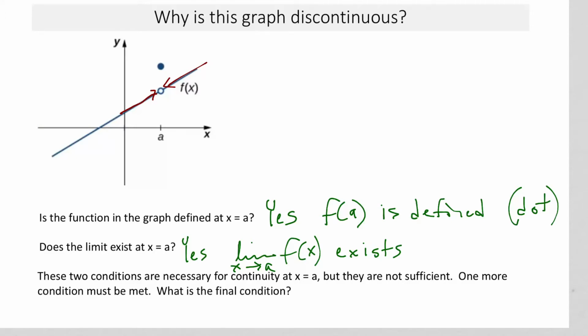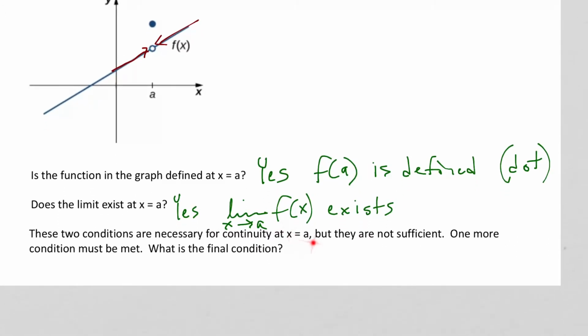Okay, so these two conditions are necessary for continuity at x is equal to a, but they're still not sufficient. One more condition must be met. What is the final condition? If you look at this dot here, if this dot actually was down here filling in the hole, then you'd have a continuous line. So think about it that way. The limit has to exist, f of a has to exist, but they have to be the same number. All right, so that's the final condition. So we can write that mathematically. The limit as x approaches a of f of x must equal the function evaluated at a. If that's the case, then we're going to have a continuous graph.